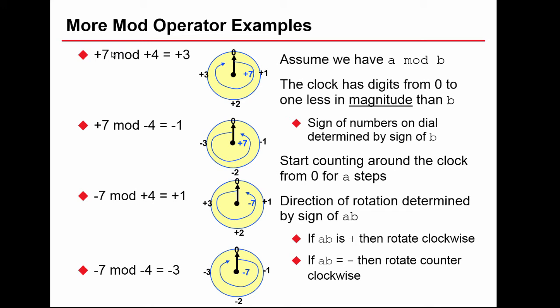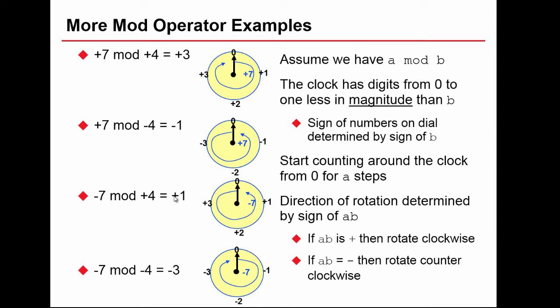So the numbers on the dial will be 1 less in magnitude than 4, which will be 3. The numbers on the dial depend upon what the sign of this is. So in this case it will be plus 0 to +3. And what we do is from 0 we're going clockwise because the product of A and B is going to be positive. So from 0 we go 1, 2, 3, 4, 5, 6, 7, the result +3.